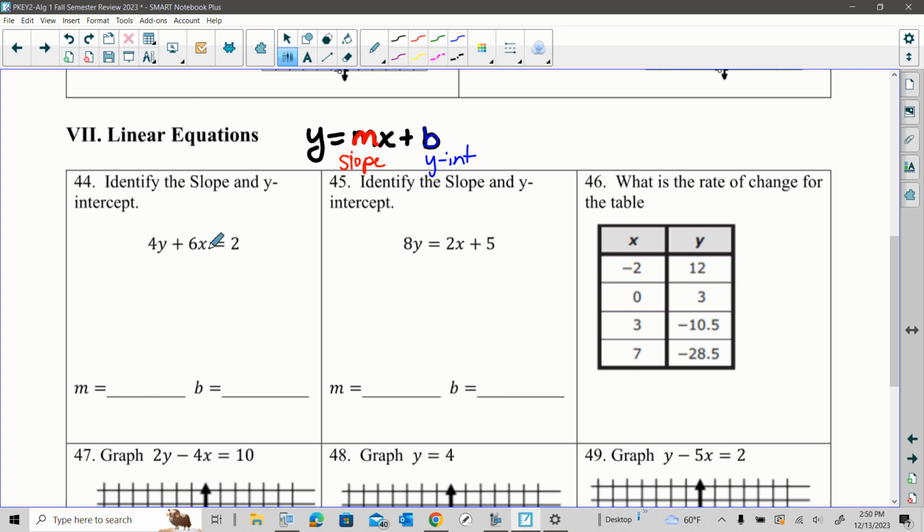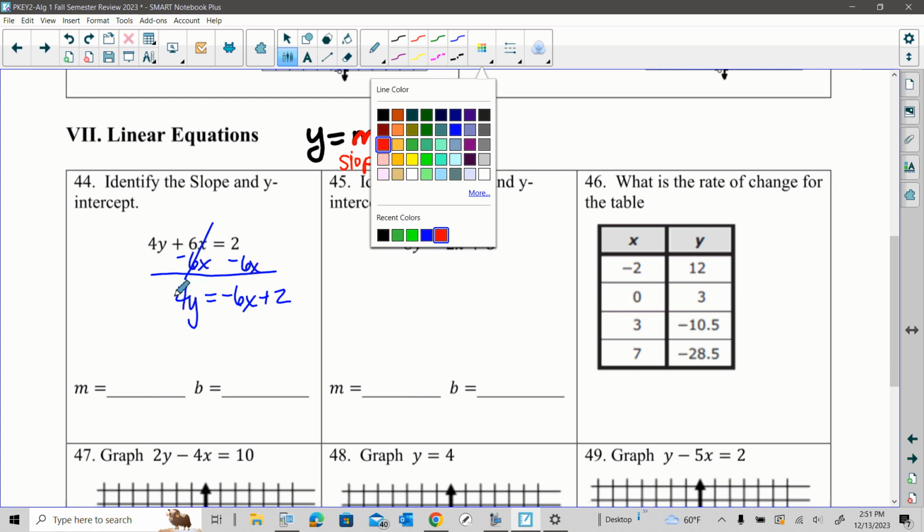So if I look at this equation, it's in standard form. It's not solved for y. So we have to isolate this y term by subtracting 6x on both sides of the equal sign to cancel the x term on the left. Now, when I do that, I'm just rewriting everything. So we should have 4y is equal to -6x plus 2.